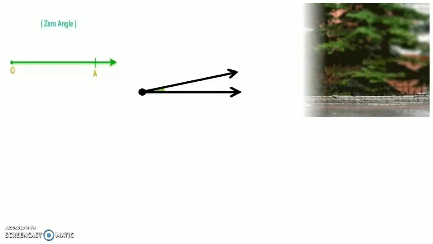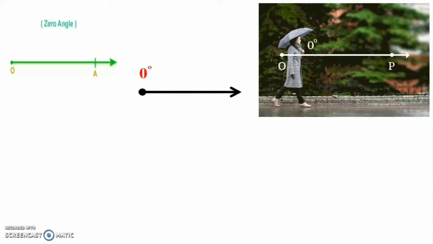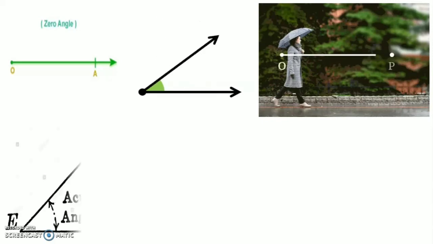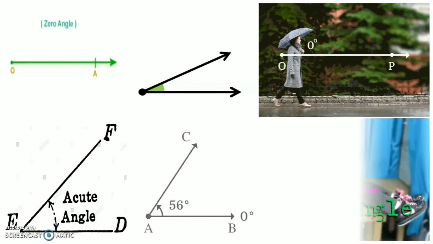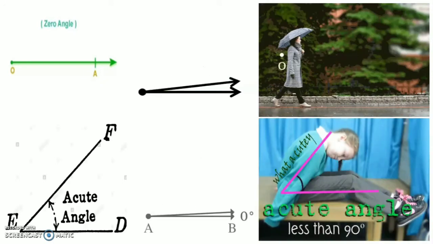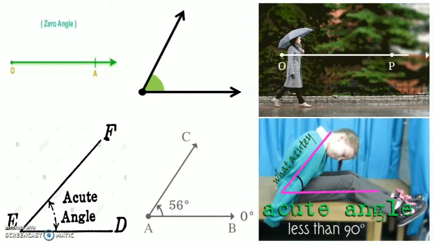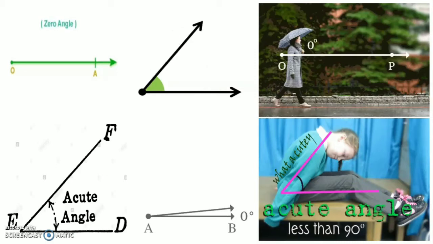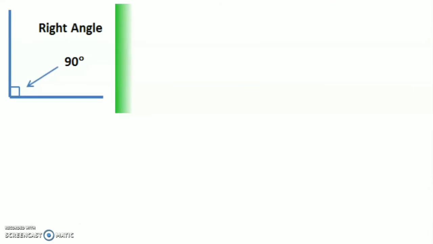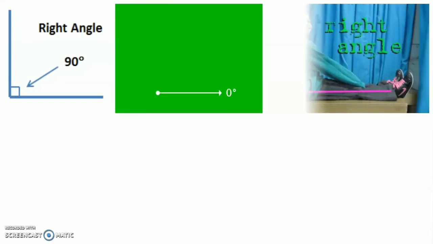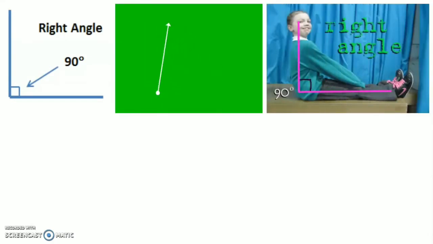Furthermore, we get different types of angles, like the zero angle. The measure of the zero angle is 0 degrees. Next is the acute angle, an angle greater than 0 degrees but less than 90 degrees. Then we have the right angle, an angle of 90 degrees.